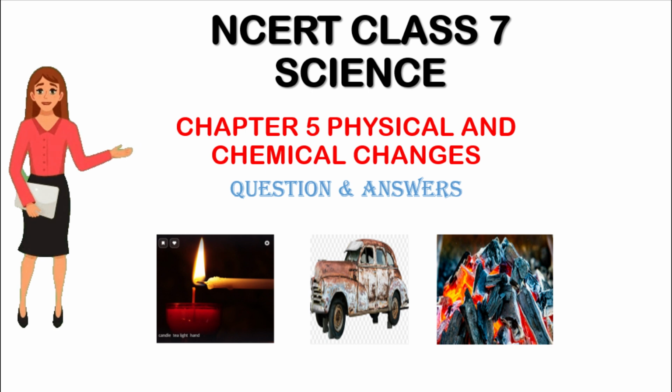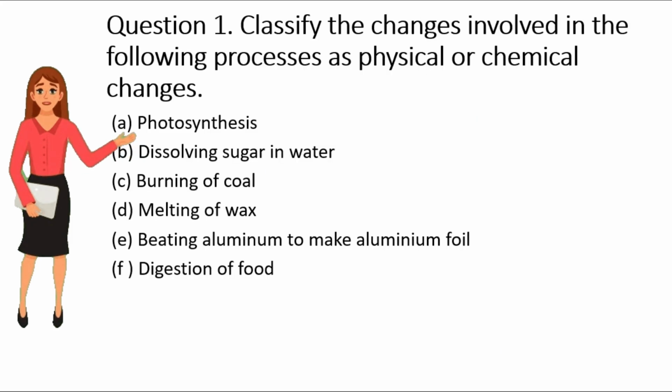Today we will do the questions and answers of Chapter 5. Chapter name is Physical and Chemical Changes. Question 1. Classify the changes involved in the following processes as physical or chemical changes.